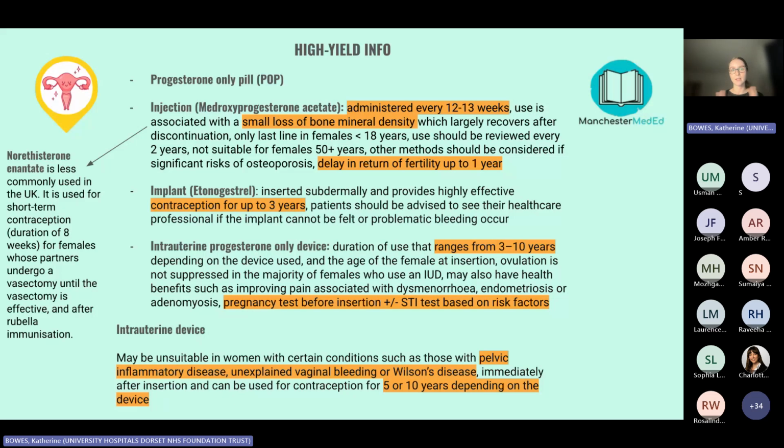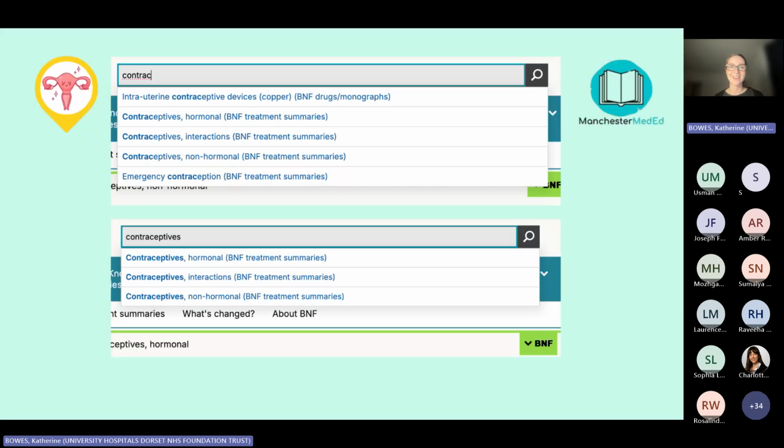Perfect. So we'll move on. That's a little whistle-stop tour. Here it's just trying to demonstrate again how to use the BNF effectively. So if you start typing in contraceptives, you can see that you actually have more options for treatment summaries than if you fully write out the word contraceptives, which is a little bit crazy to me.